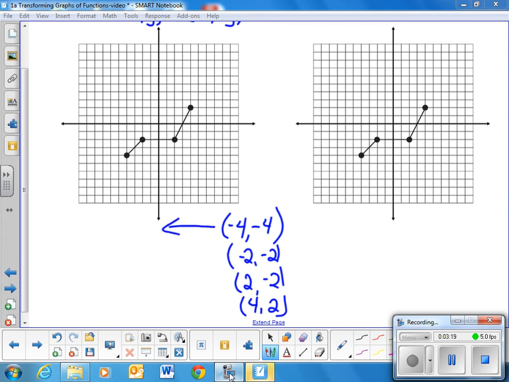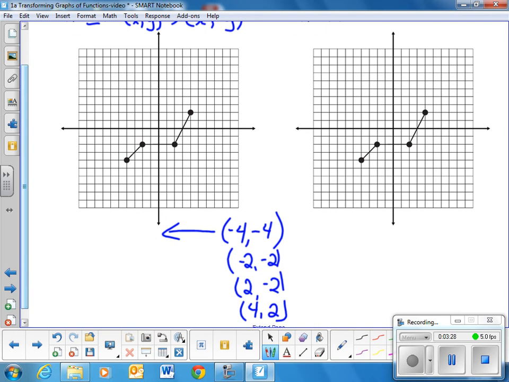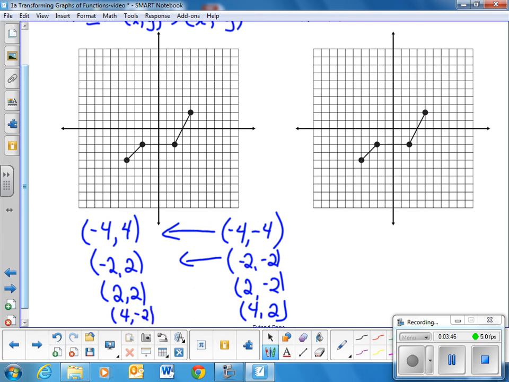I'm going to do my mapping this direction this time. For part A, what's changing is the y value. The x does not change. So my x stays at -4, but instead of being -4 for the y, it becomes +4. The next point is -2, 2, then 2, 2, and finally 4, -2. Let's graph it and see what happens. So -4, +4, -2, +2, 2 and 2, and 4 and -2.